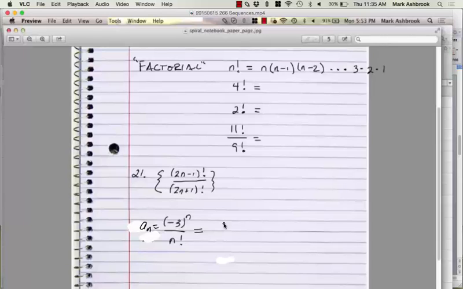Just asking about negative 3 to the n. Negative 3 multiplied by itself n times. So there's n factors of negative 3.